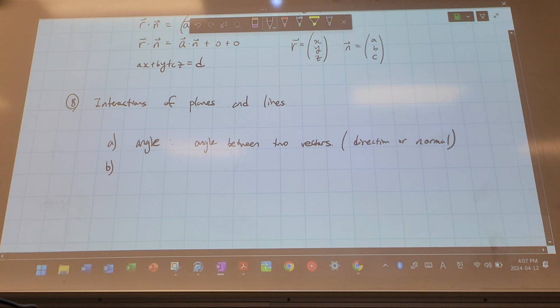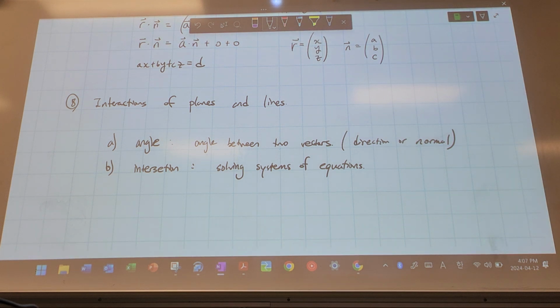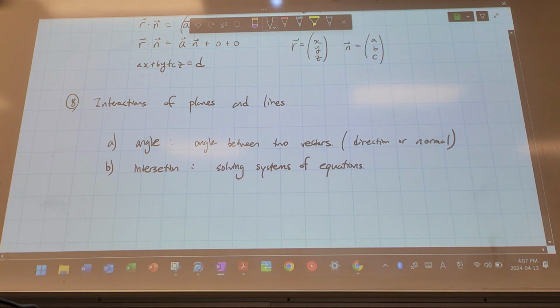Another type of interaction that two planes and lines can have is the point of intersection. Intersection means that you're solving systems of equations. So if you're trying to find the intersection between two lines, you have the parameters, and both parameters have to be true, right? So then you put the parameters into systems of equations, and then you solve for the parameters.